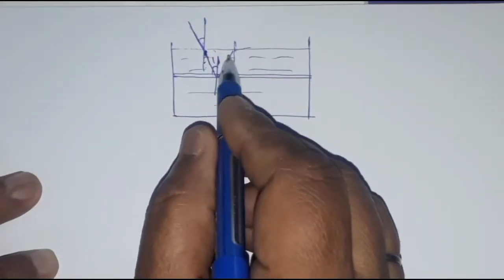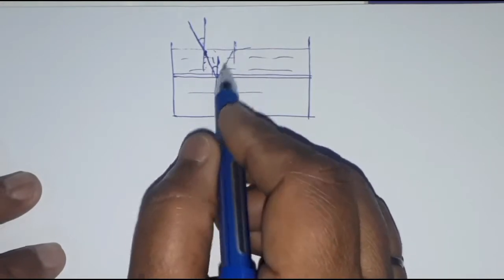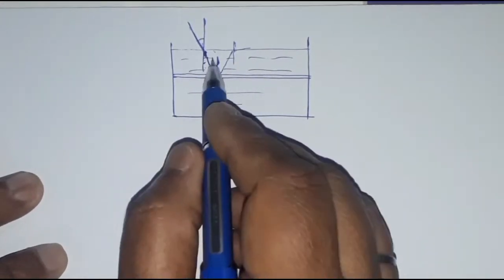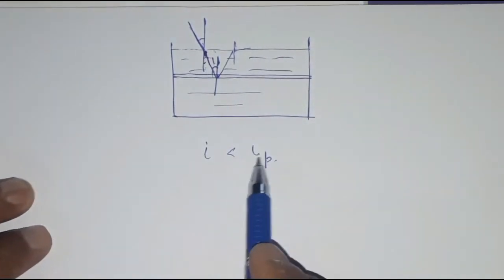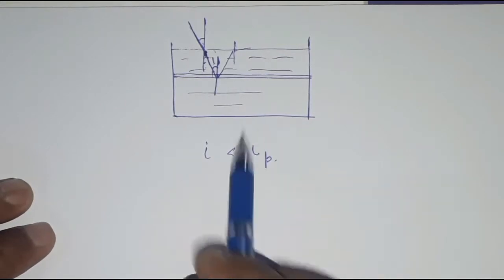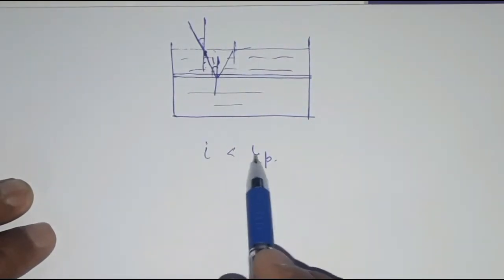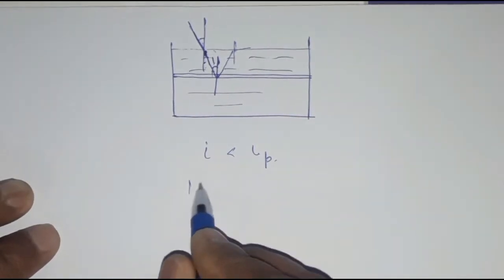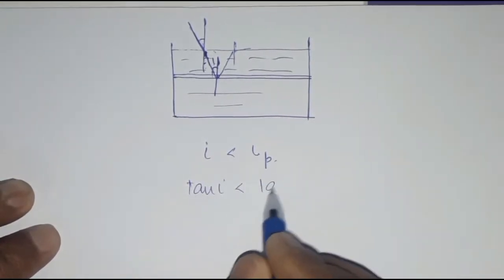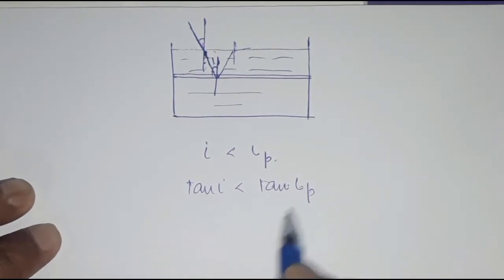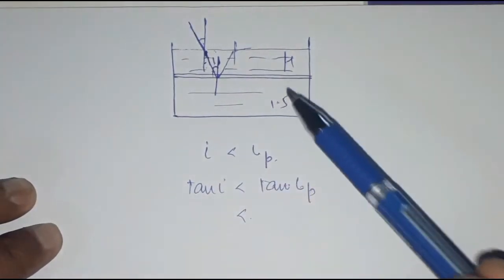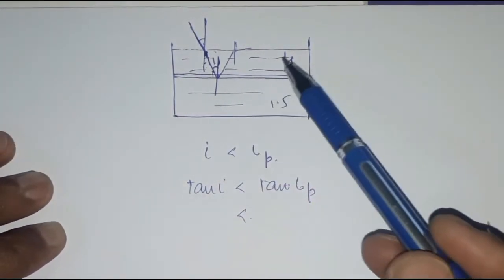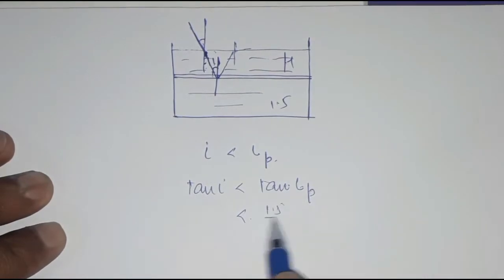Now, as given in the question, this is not completely polarized. That means this angle I is less than IP, because at IP it is completely polarized, but here it is not polarized. So tangent I is less than tangent IP. If this is 1.5 and this is mu, then the refractive index of this medium with respect to this is 1.5 upon mu, that is 3 upon 2 mu.